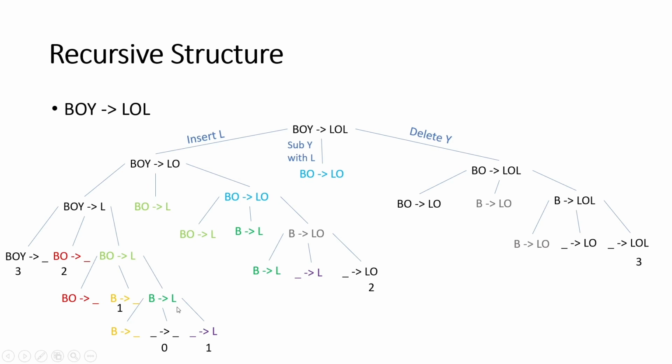Now since we know the base case, and that is the leaf node, you can see the pattern that there are very many overlapping problems. You can see BO to empty string like this, BO to L, BO to L, BO to LO, and BO to LO. So what this suggests is that since this problem has a recursive structure and there are many smaller overlapping subproblems, we can use what's called dynamic programming.